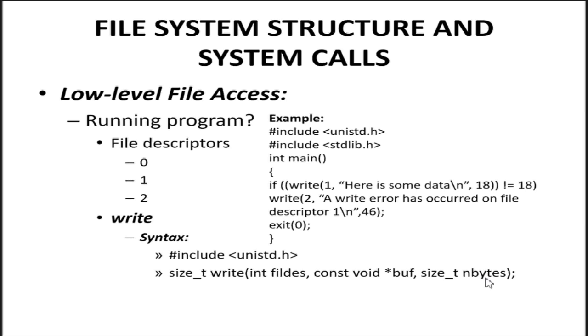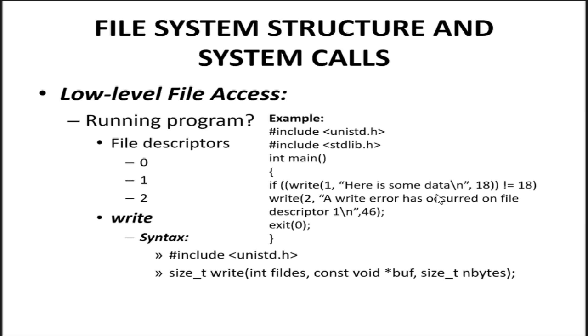This is an example program where I have implemented the write system call. In the if condition, I am specifying the write system call with file descriptor 1. File descriptor 1 represents standard output. I want to write the data "Here is some data\n" onto the standard output, which means onto the monitor, because standard output is represented as a monitor. The n bytes value specified here is 18.